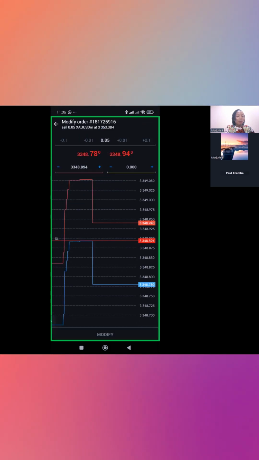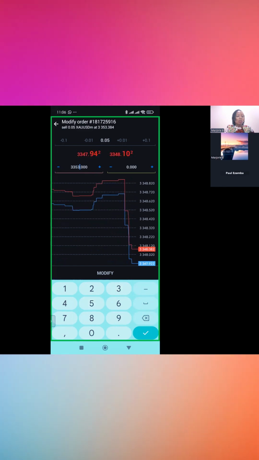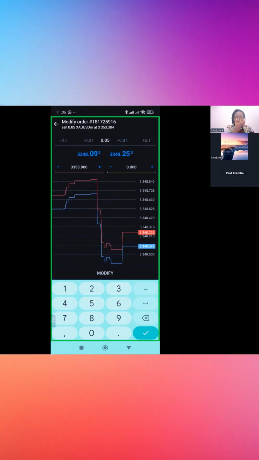So when we say break even, you come and modify your entry. Break even simply means that you take your stop loss from where it was and bring it to your entry price. So this is 3353. And then for this profit, let's say I want to have a profit target of 3320. So at 3353, I click modify.